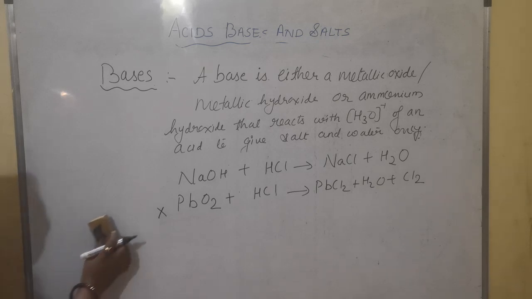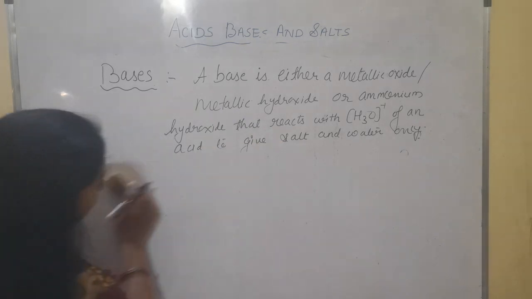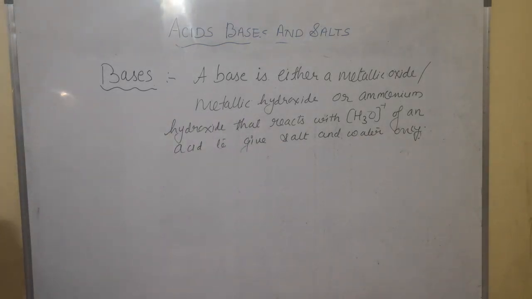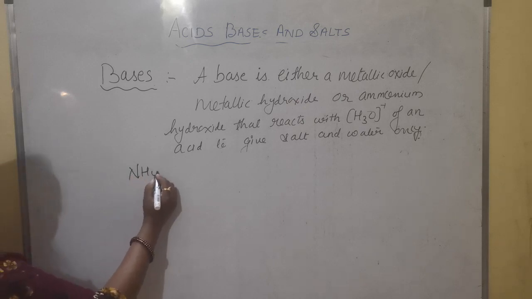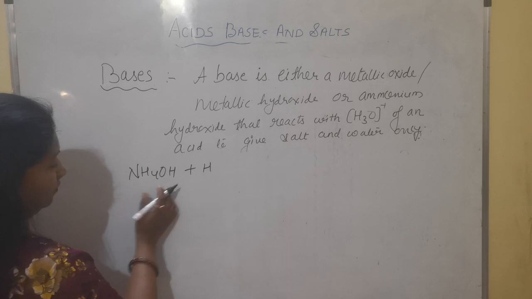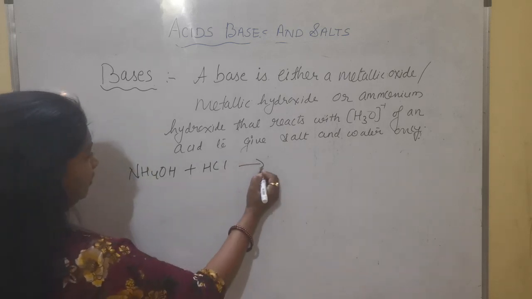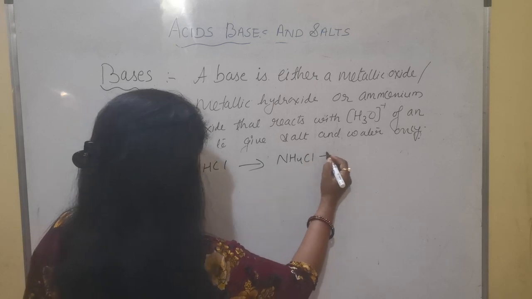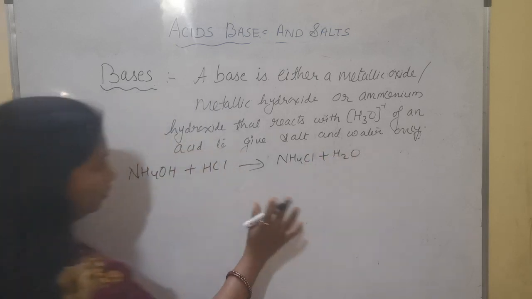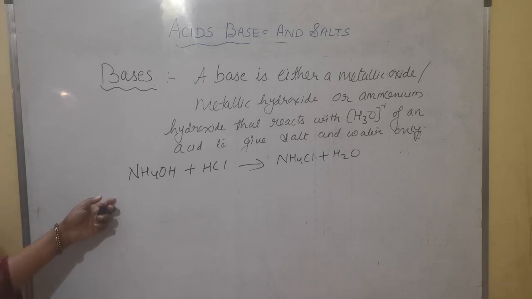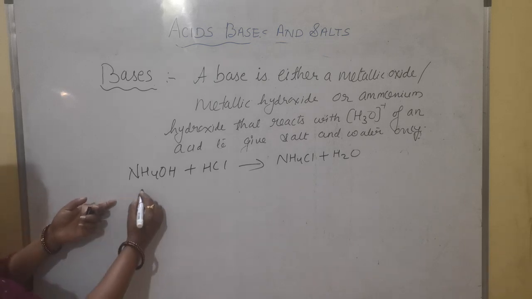So let's take a few more examples. Ammonium hydroxide, a base, when reacted with acid gives ammonium chloride as a salt and water only. So this is a base.